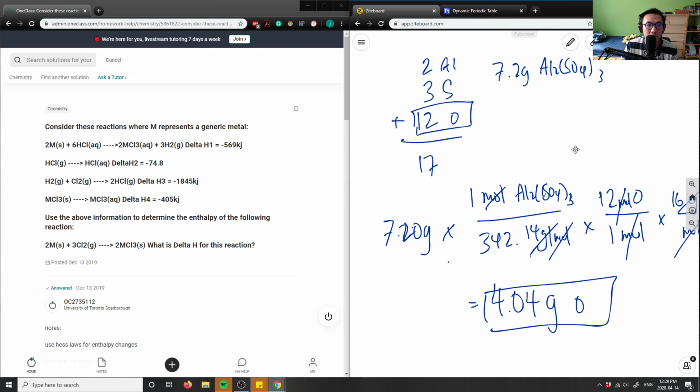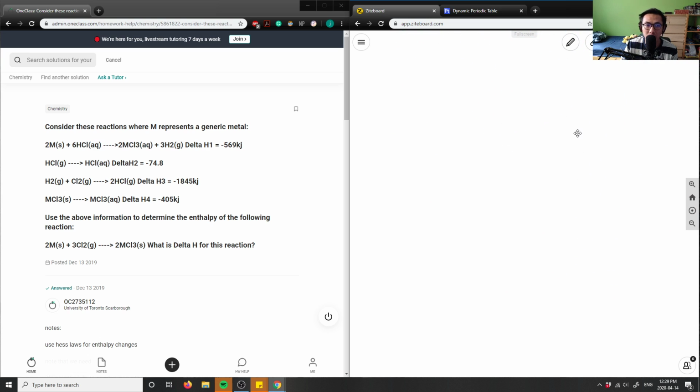Okay, so let me look at this question 4 now, right? So question 4 is a Hess's law problem. Question 4 here says, consider these reactions where M represents a generic metal, and it gives you all these formulas, and you have to determine the enthalpy of the following reaction. So let me write this down in blue.